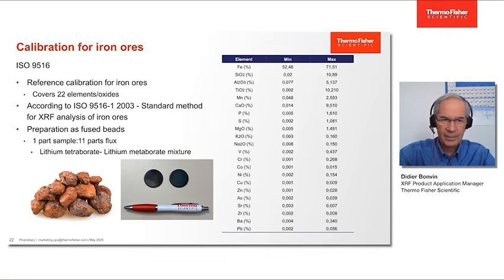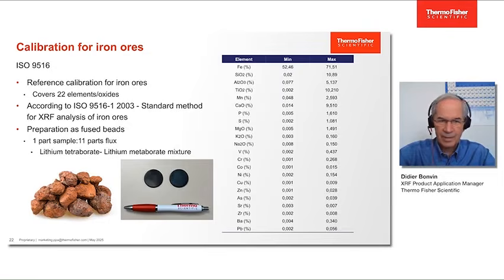It is the ISO 9516 method. It covers 22 element oxides. You have here on the table on the right the ranges of concentrations that are covered by this ISO method. And it's a standard method for XRF analysis.